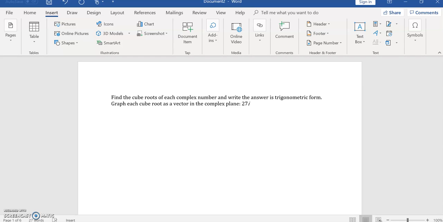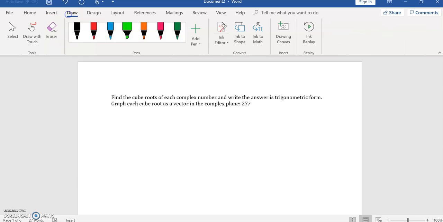Okay, we want to find the cube roots of each complex number and write the answer in trig form. Graph each cube root as a vector in the complex plane. Okay, so what we're going to do here is we are trying to find all the roots, and we're going to use our nth root theorem.